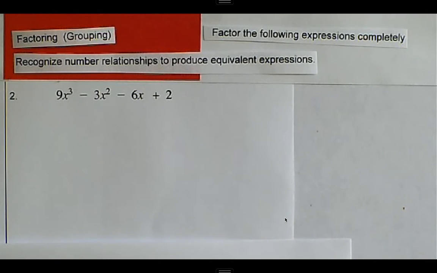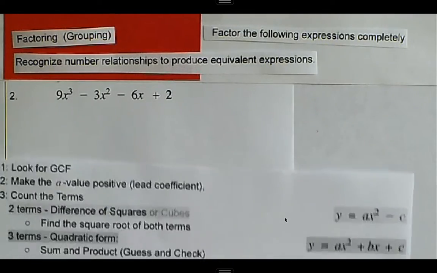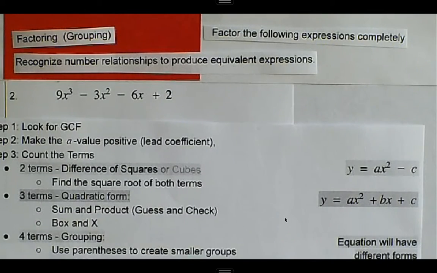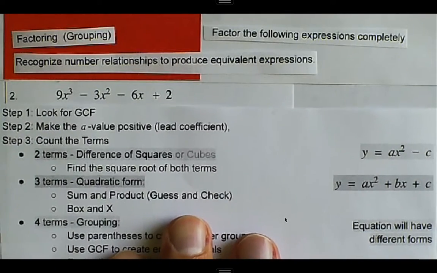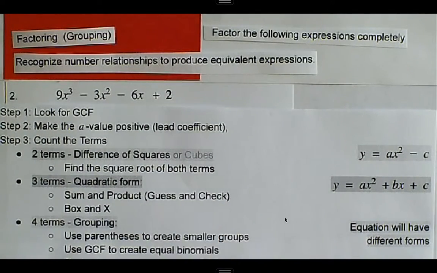We are factoring by grouping, and we need to recognize number relationships to produce equivalent expressions. The first thing that we need to look for is going to be the same steps. Step one, look for any greatest common factors. In this case, for all four terms, we don't have any greatest common factors.